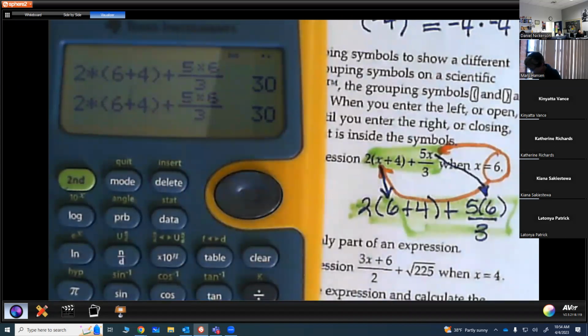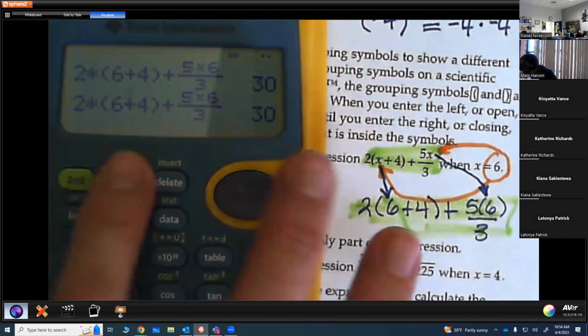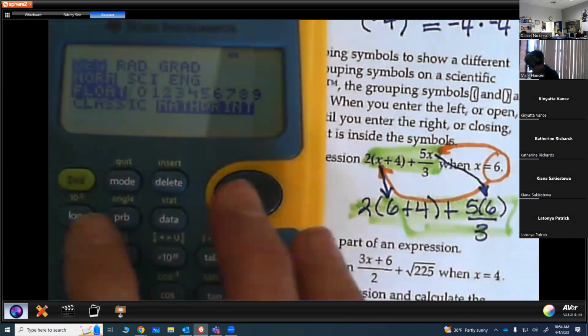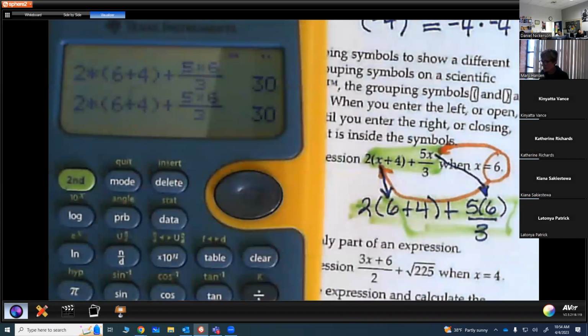Next to the second key is mode. Yeah. And you want to change from classic to math print. Oh, okay, cool. I didn't know that. I just learned it. Well, thank you for being a fast learner.